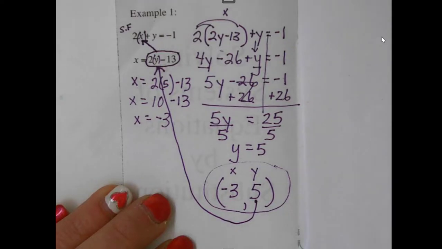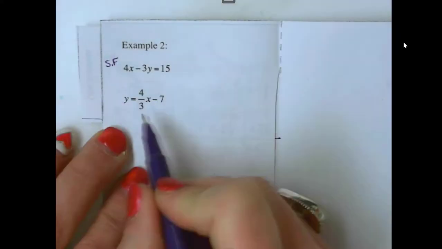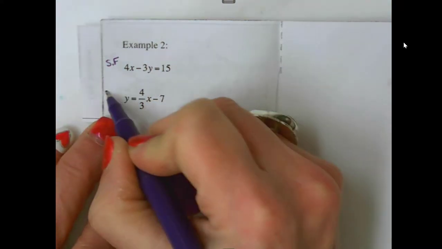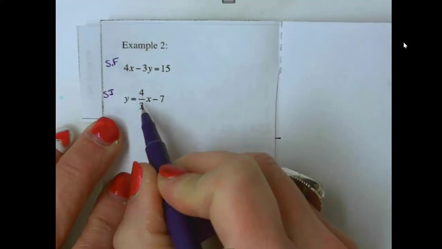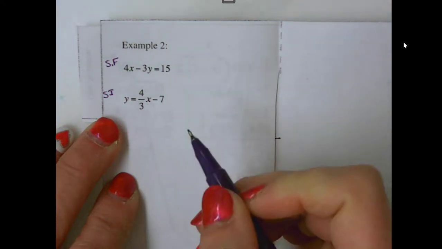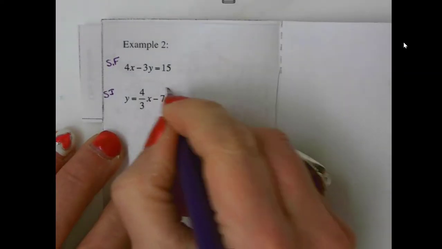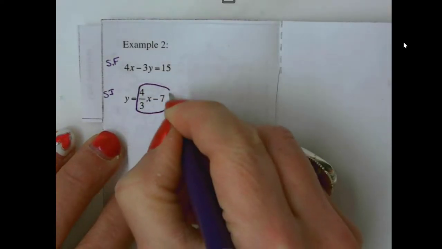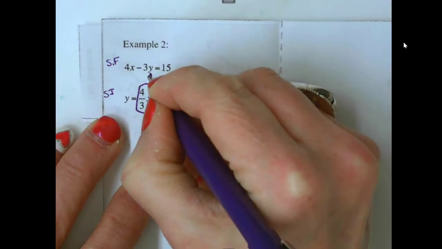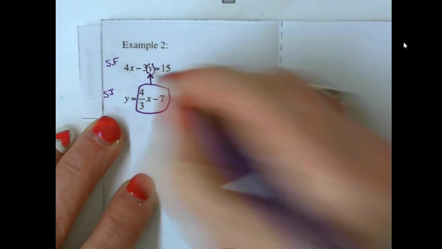All right, let's move on to the next one. So this tab says no solution. Let's see what happens on a no solution. Again, this is in standard form. This one actually is in slope-intercept because it's y equals mx plus b. Now, because we have y isolated, I'm going to circle this and we're going to substitute it in for y. Make sure there are parentheses there.